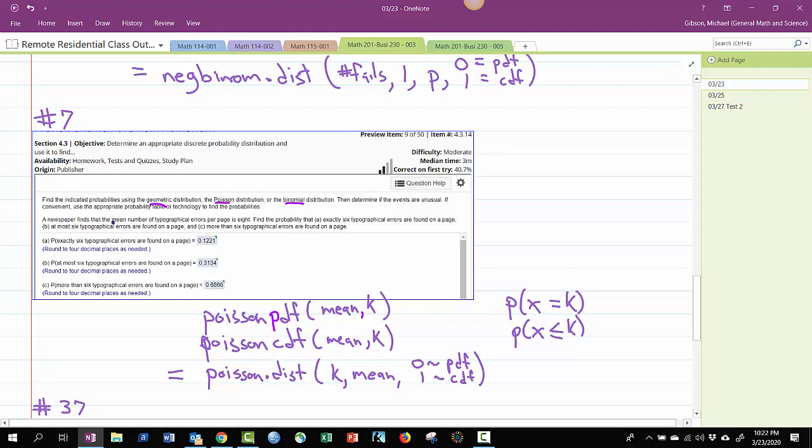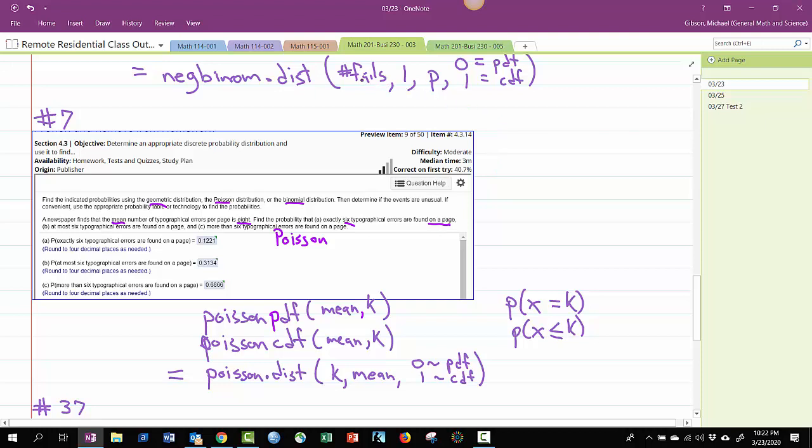A newspaper finds that the mean number of typographical errors per page is 8. Okay, so right now we know this is probably Poisson because only the Poisson cares about the mean. Find the probability that exactly 6 typographical errors are found on a page.